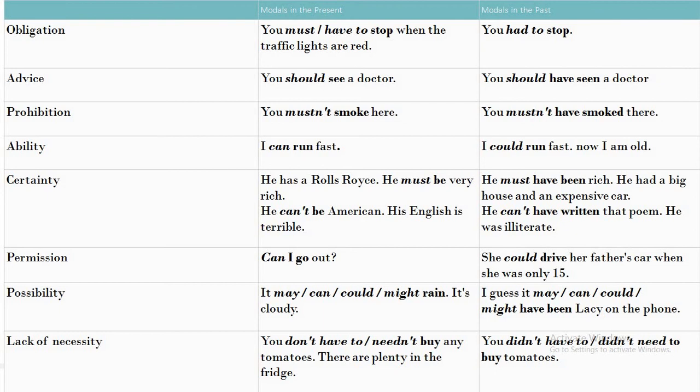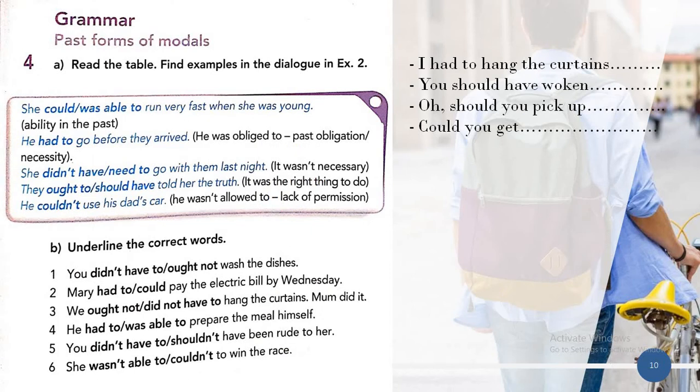Lack of necessity: you don't have to, or you don't need, or you needn't buy any tomatoes. There are plenty in the fridge. Past: you didn't have to, or you didn't need to buy the tomatoes. So please concentrate and reread all the examples for more understanding. And now let's go to the charts they give you in the student's book.